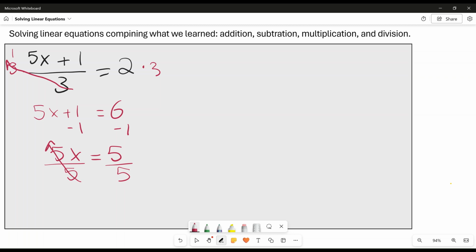And this is going to be 1. So you get x equals 1. And that's your final answer.